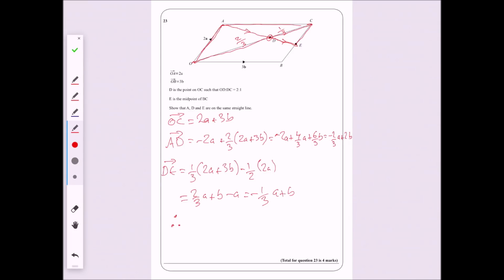So we can see that this is minus 1/3 A plus B and this is minus 2/3 A plus 2B. So it's just twice as big. So therefore AD is equal to DE times 2. They share the point D. Therefore ADE is a straight line.